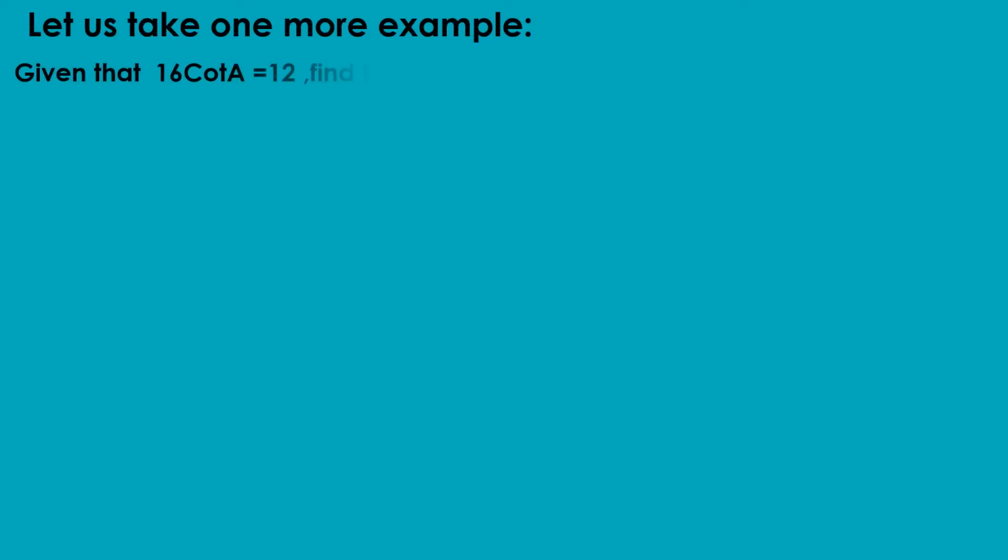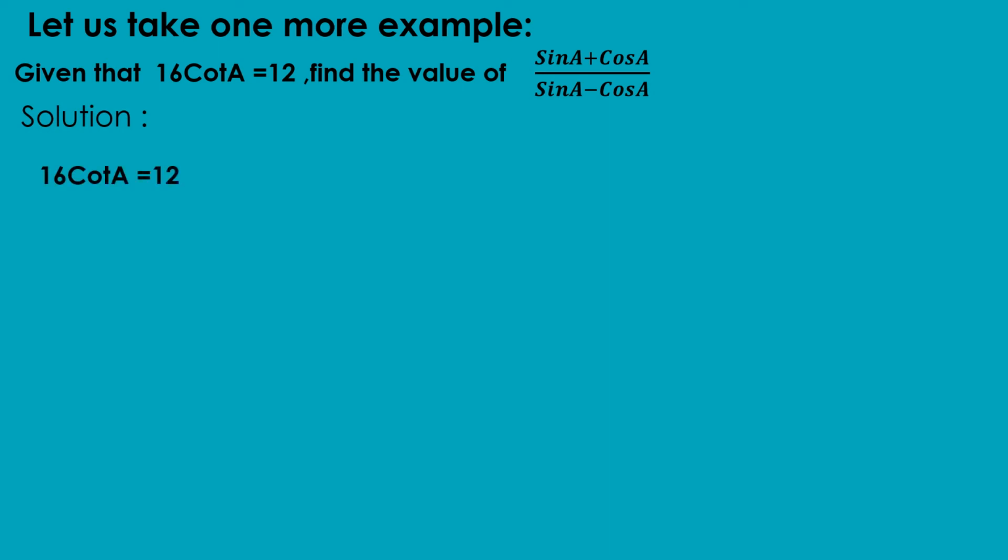Let us take one more example for better understanding. Given that 16 cot A is equal to 12, find the value of (sin A plus cos A) by (sin A minus cos A). So our solution is, 16 cot A is equal to 12. 16 goes to the right side. Cot A is equal to 12 by 16. In the 4 table it will cancel. That is 3 by 4. Cot A is equal to 3 by 4.